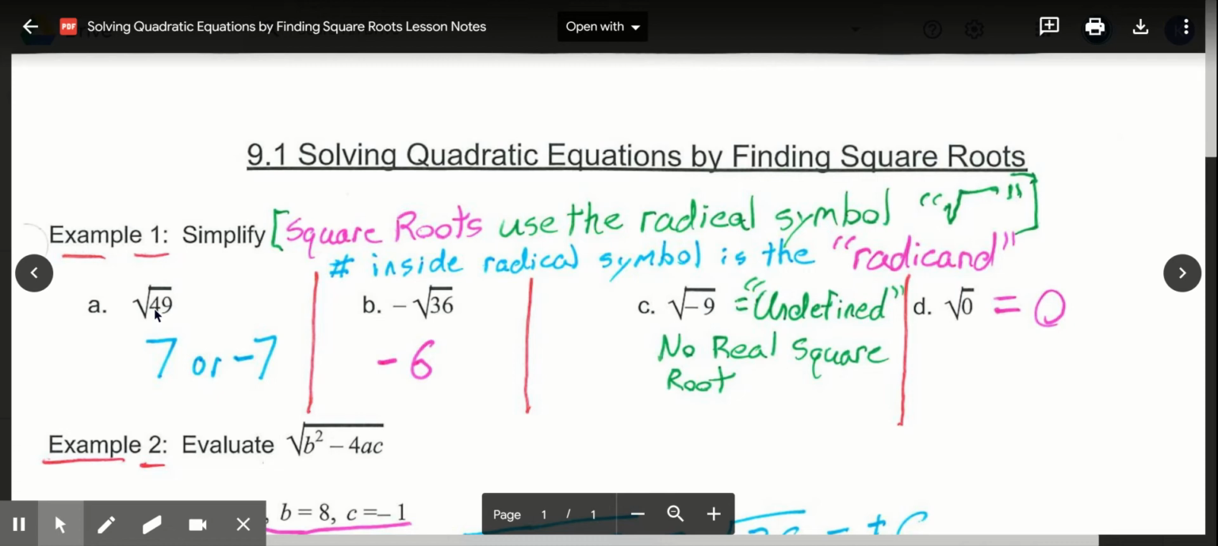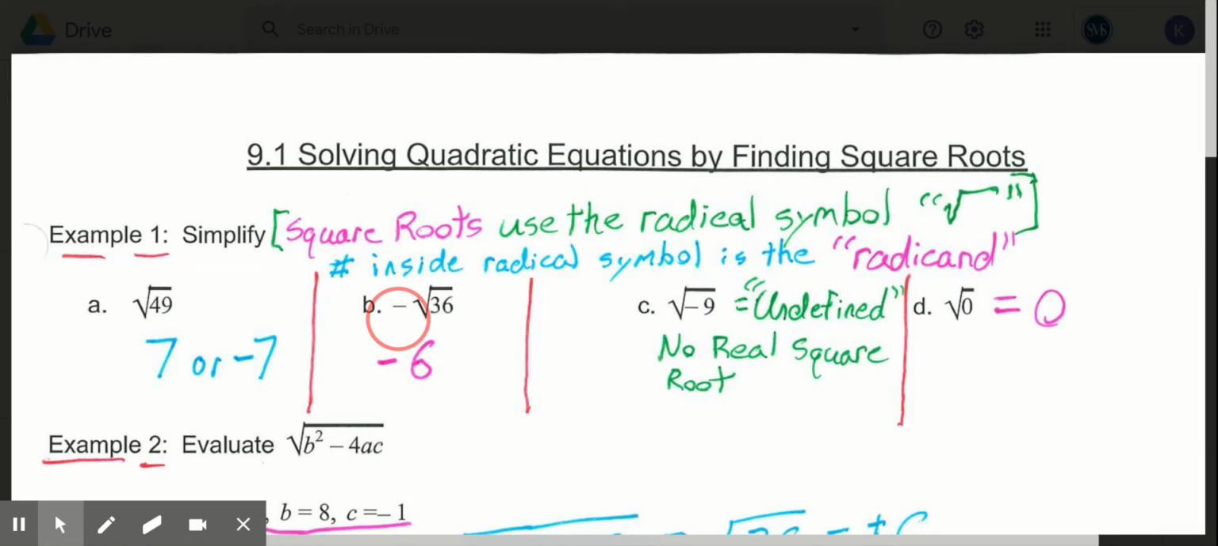Now in part B, the negative sign is outside of the radical. If the negative is outside the radical, like we see here, that gets applied last. So we want to deal with the square root of 36 first. The square root of 36 would be positive or negative 6. But because there's a negative sign out here, we don't look at the positive or negative. We just look at the square root of 36 as 6, and it becomes a negative 6. So if there is a negative outside, that makes your final answer negative.